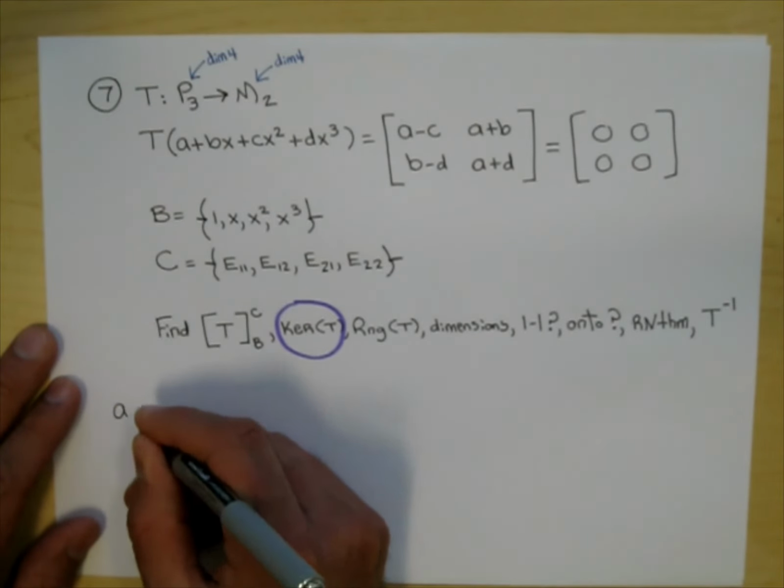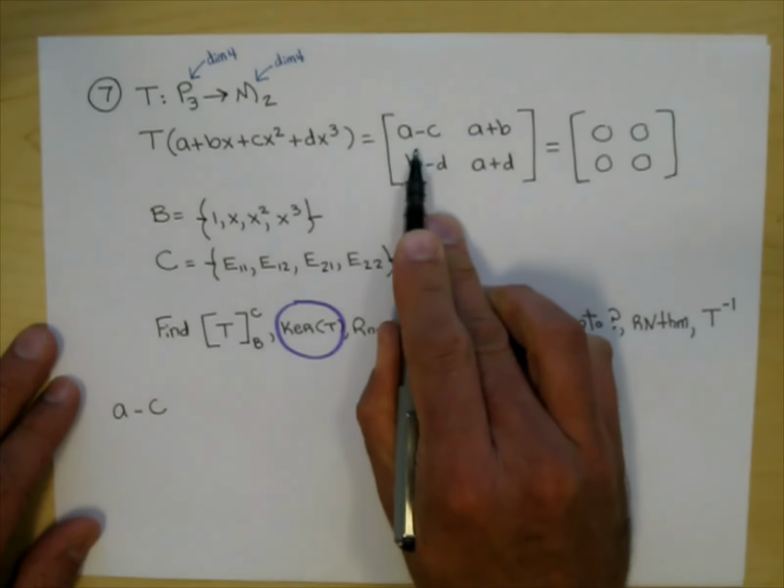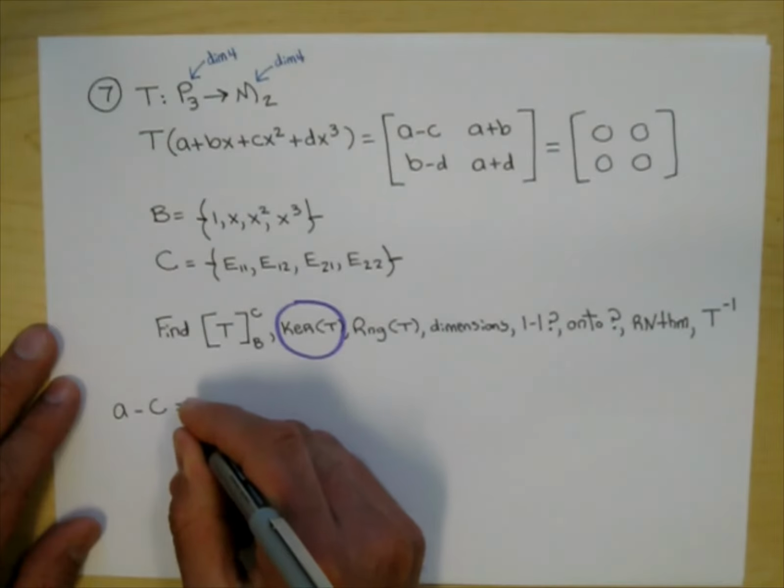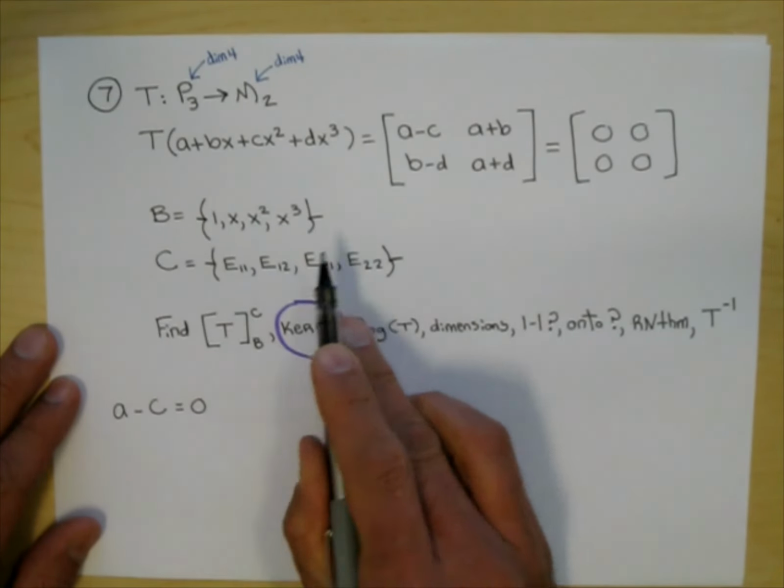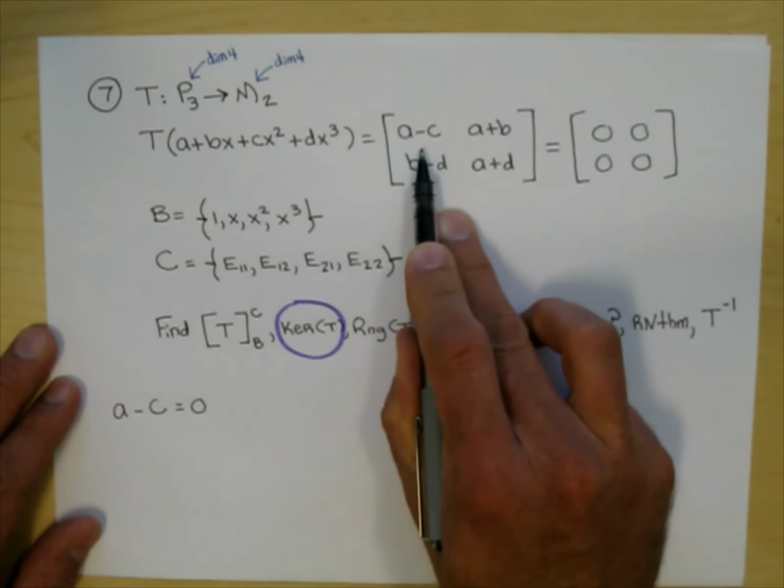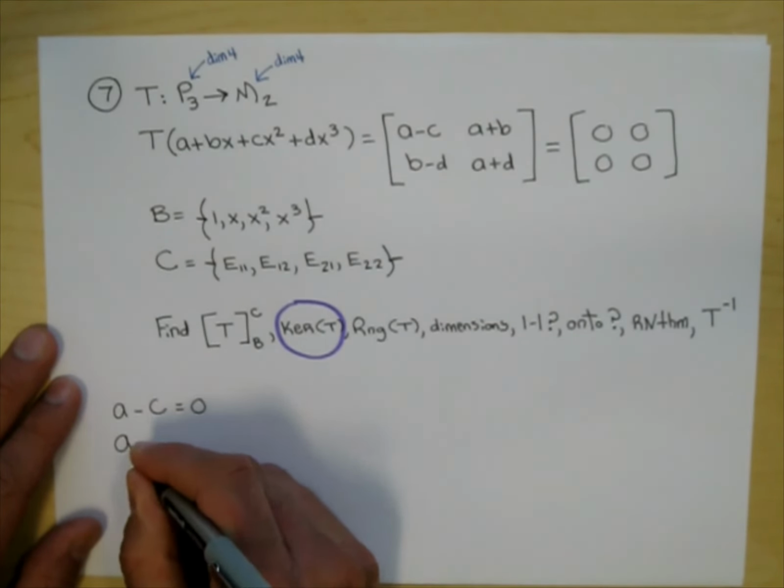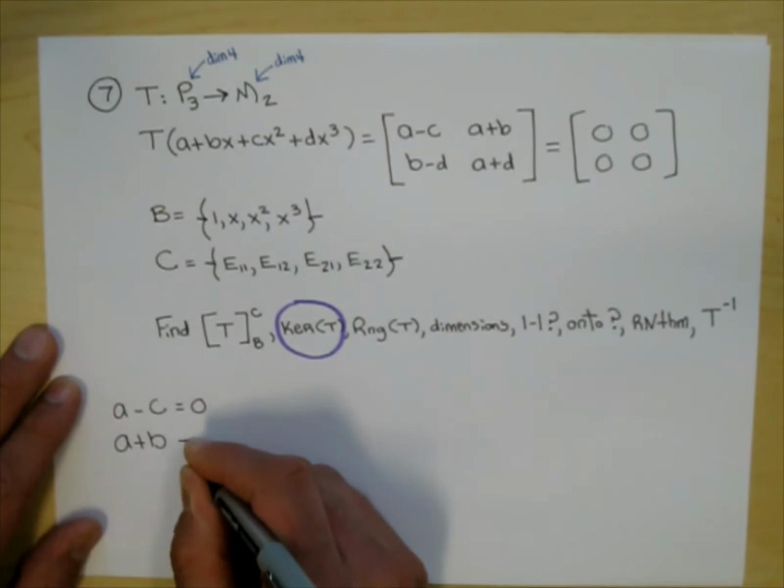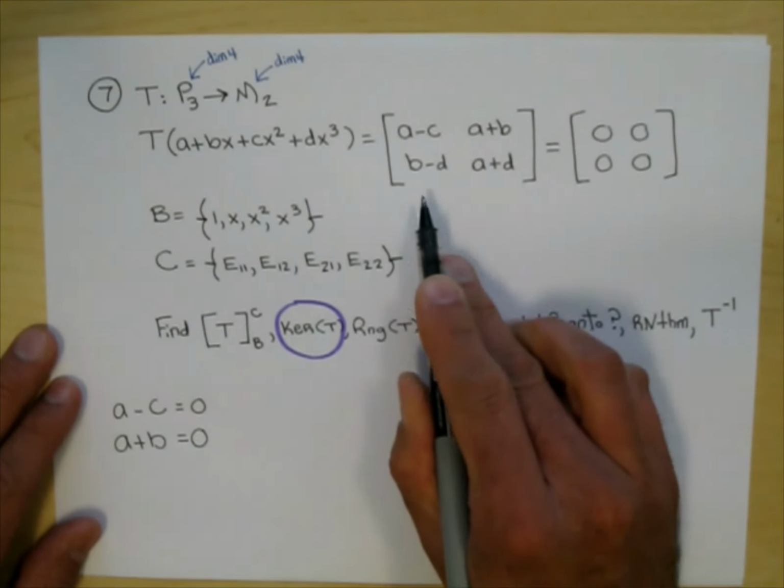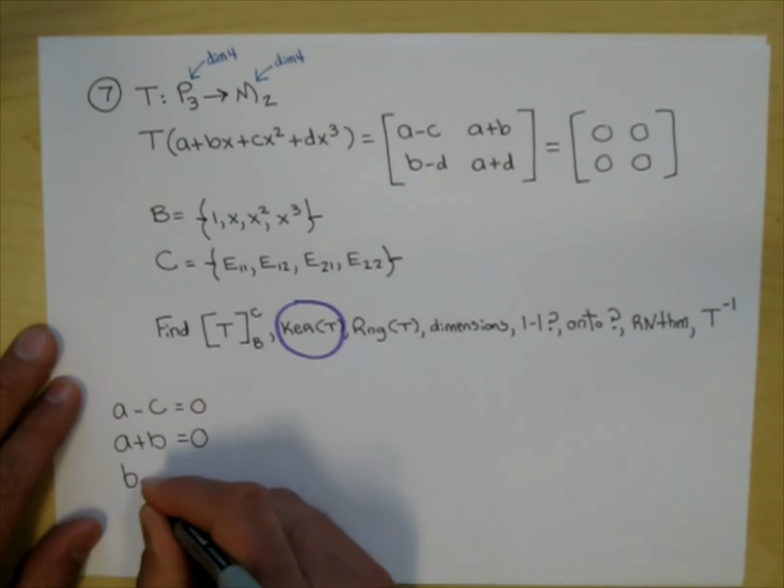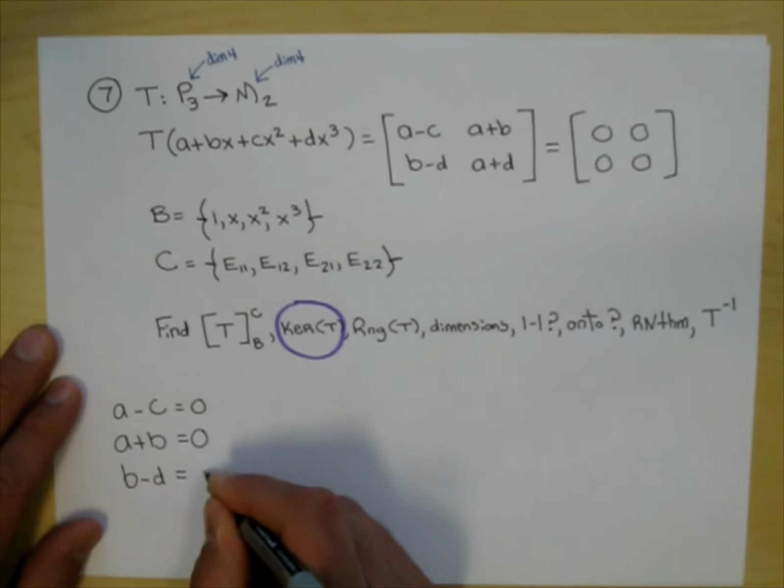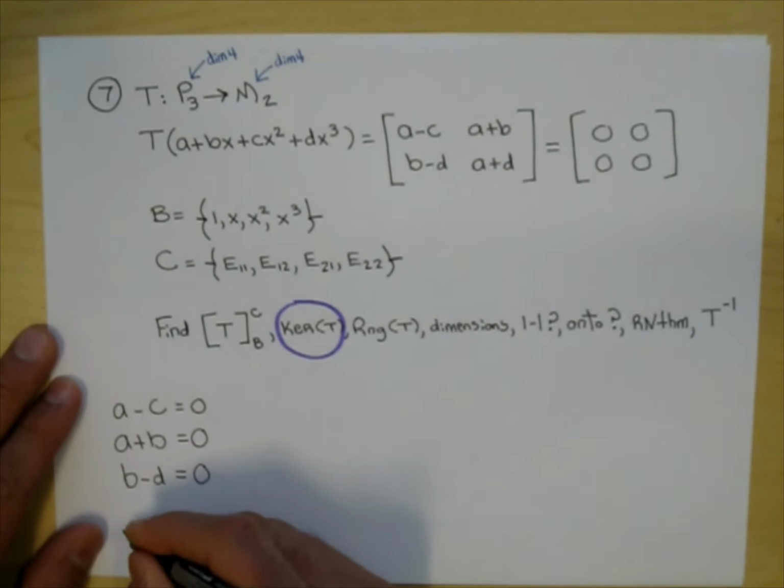So this is A minus C. That's the first one, equals 0. That's kind of like your E11 position there. So that's good. So the next one I should do is the E12, which is A plus B equals 0. And then what is this? B minus D equals 0. And the last one is A plus D equals 0.